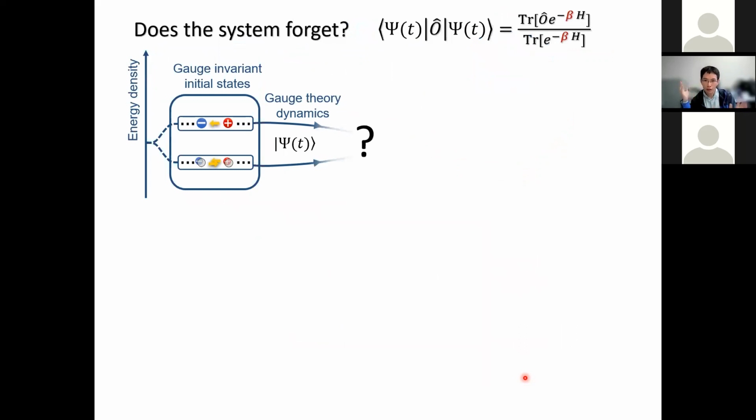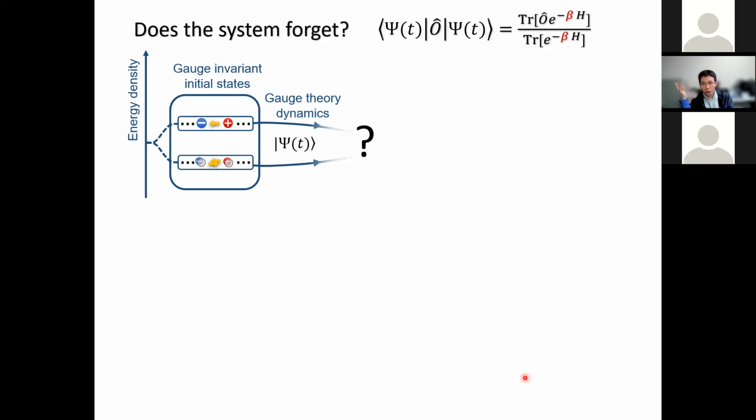Now, the second thing we want to investigate is, does the system really forget? An ensemble average, the thermal equilibrium, is solely characterized by the conserved quantities, in our case, just the energy. So if we prepare two initial states with the same energy density, then in principle, they should approach the same thermal equilibrium. And that means they should forget all about who they are and where they came from. And at late times, you will not be able to distinguish them.